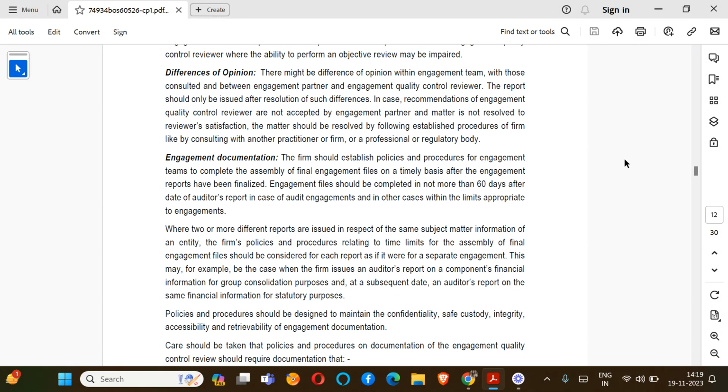is basically differences of opinion. So we already know that in case you have certain differences of opinion within, let's say, the team only, we need to handle it by consulting with someone else from outside the team. If we have any differences of opinion, let's say with the management, with those charged with governance, we need to handle it in some other way. So on a timely basis, you need to do that.